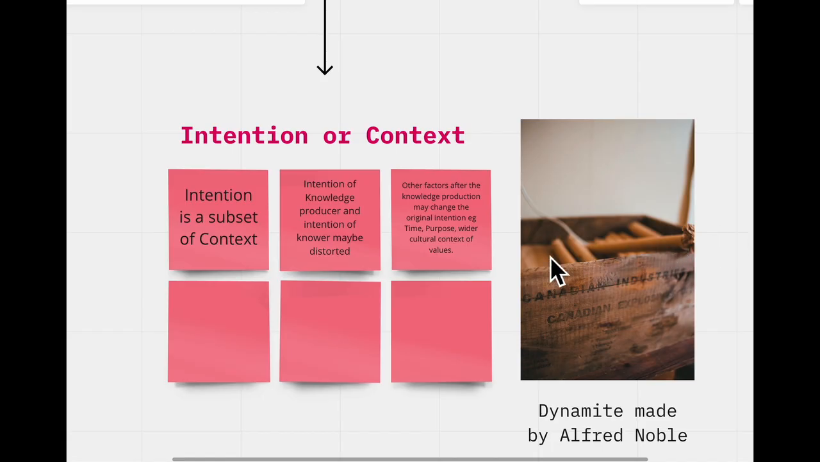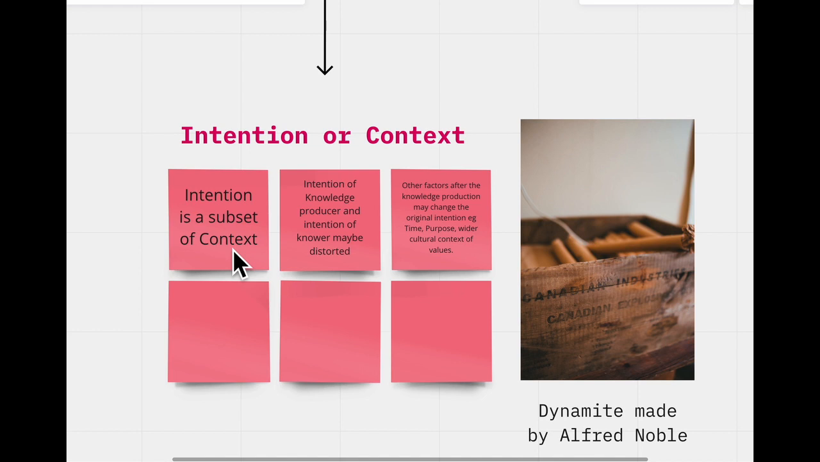Now, obviously, dynamite is often used for not humanitarian reasons, for violence and in conflict. So I produced this object to demonstrate the claim that it might be intention or context that owns knowledge. Not the producer, not the knower, but intention or context. And intention is a subset of context here. So let's talk about intention first.